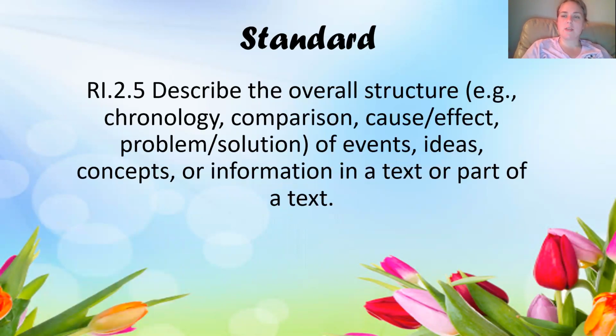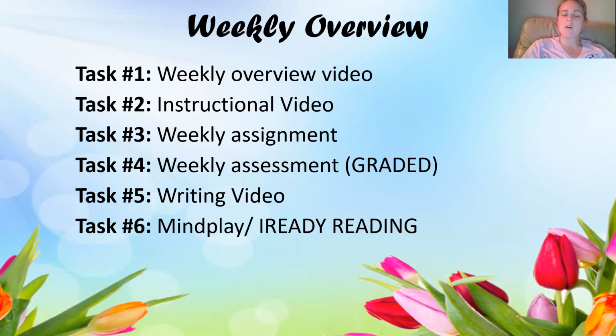Our standard for this week is that we are going to describe the overall structure, which is chronology or sequence, comparison, cause and effect, problem and solution, of events, ideas, concepts, or information in a text or part of a text, and that is RI 2.5. So this is your weekly overview of what you have to do for this week.